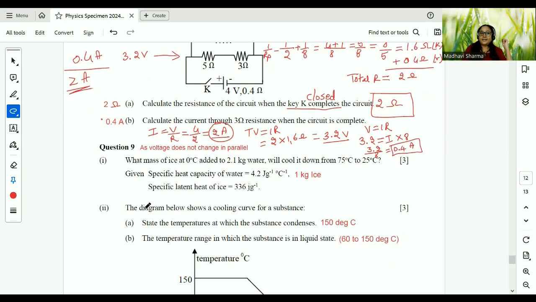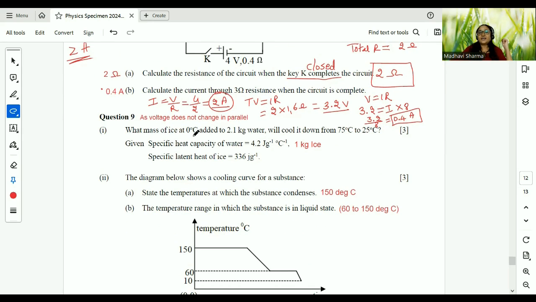Question number 9. First one, what mass of ice at 0 degrees Celsius added to 2.1 kg water will cool it down from 75 degrees to 25 degrees Celsius? These things are given to us. Answer is 1 kg ice. How? I show it to you.